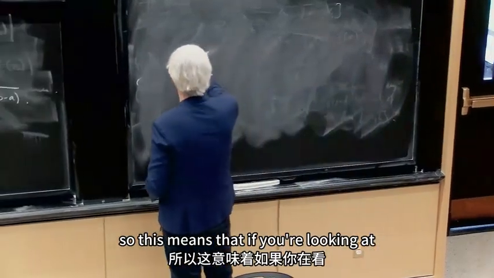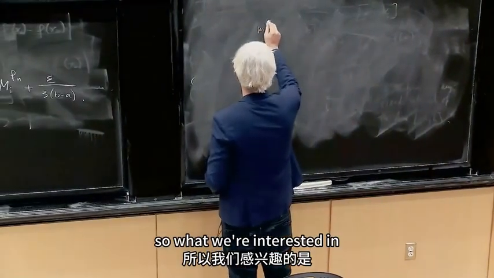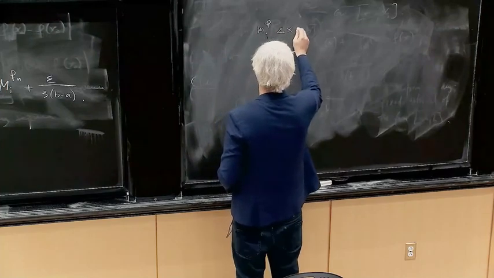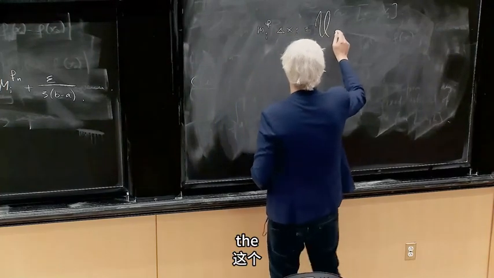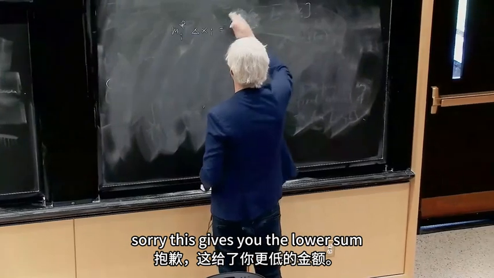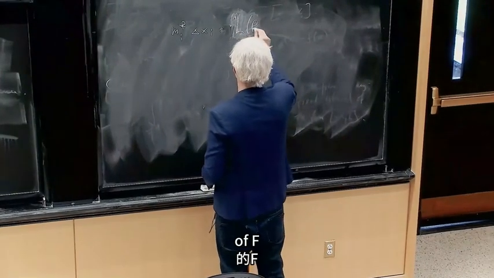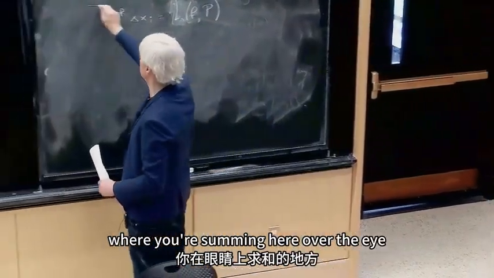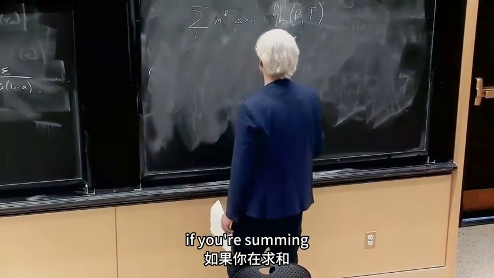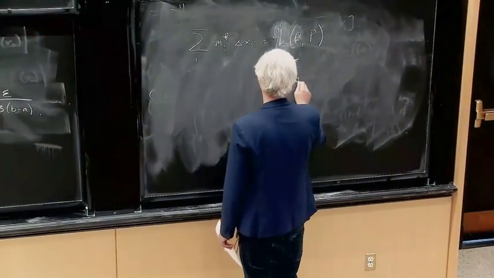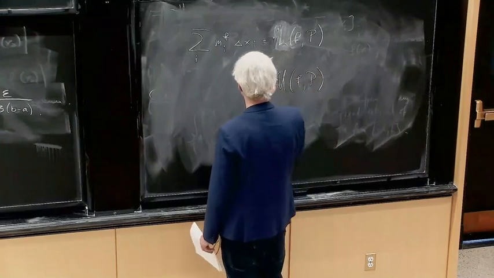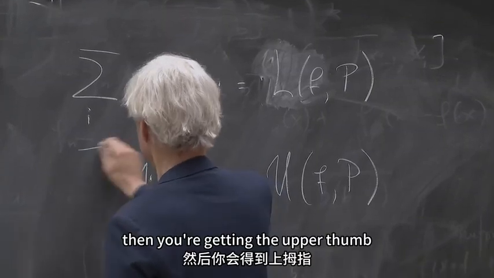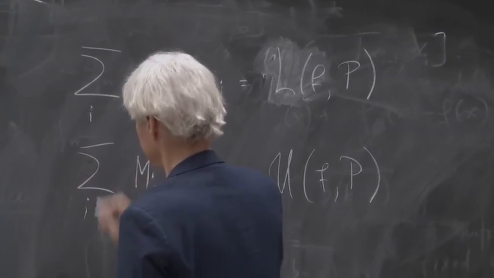So this means that what we're interested in is this times delta x_i. This gives you the lower sum of f with respect to this partition, right? Where you're summing here over the i. If you're summing the sups, then you're getting the upper sum, like that, right?